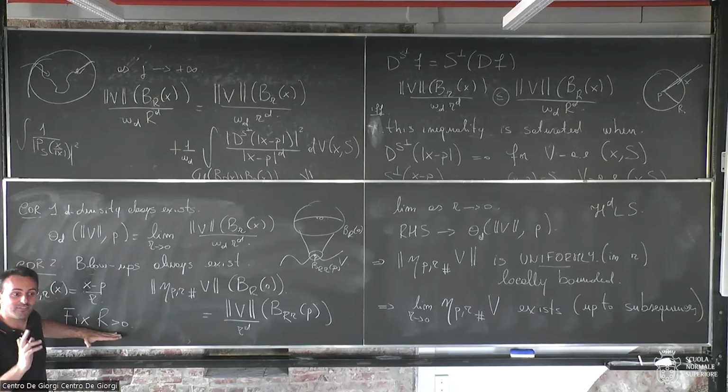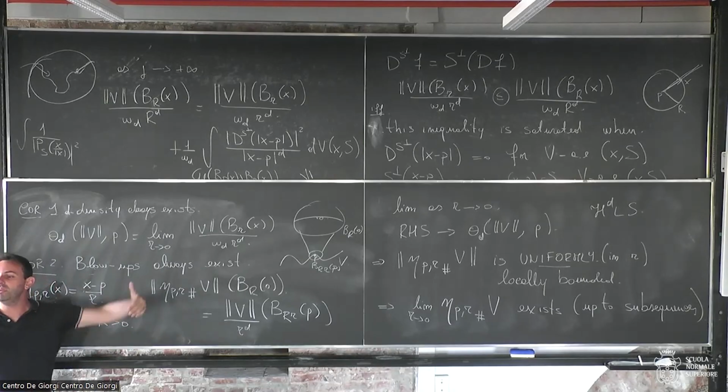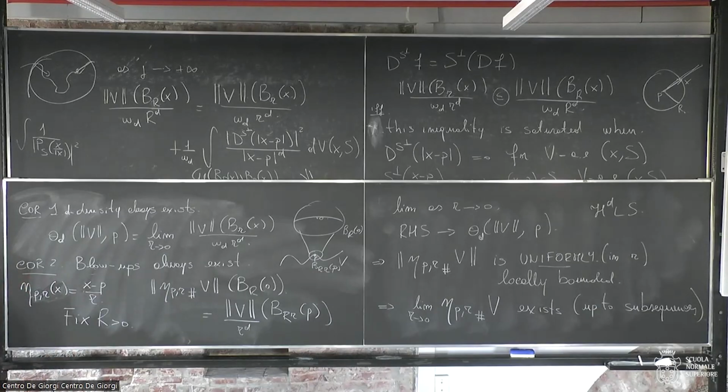Because I do this for every capital R, and so I know that in every compact set I am uniformly bounded in the sequence in little r. So I can pass to the limit and get a varifold in R^n. The weight is a random measure, as a varifold.